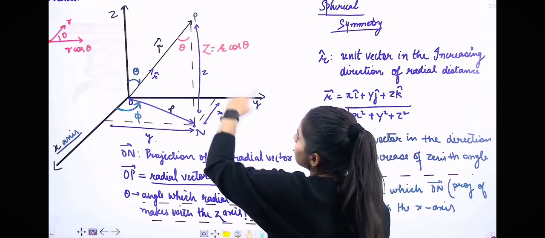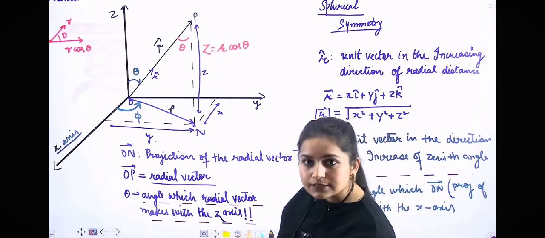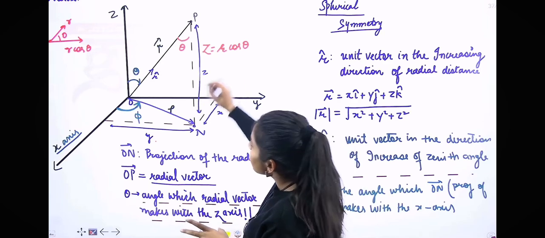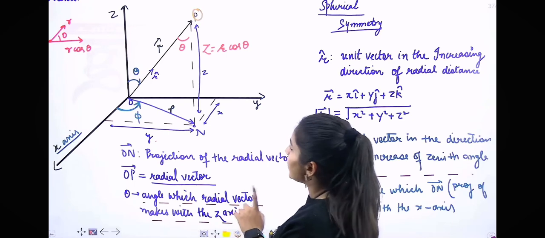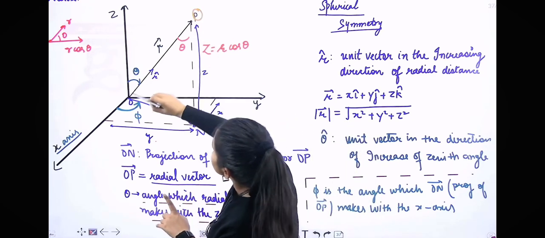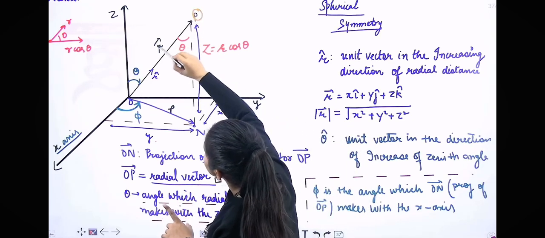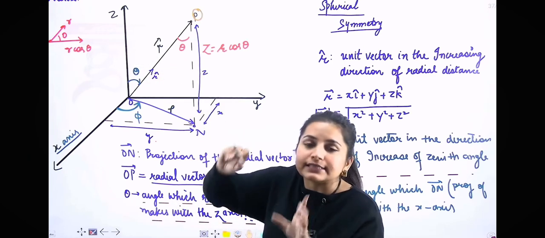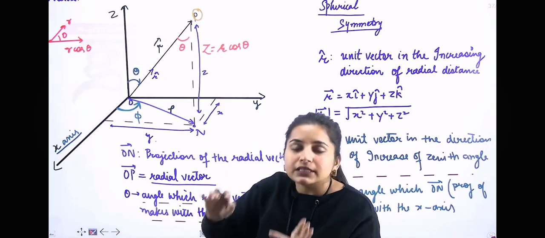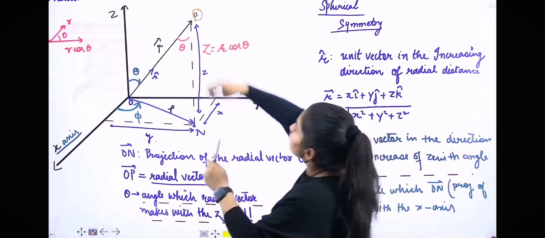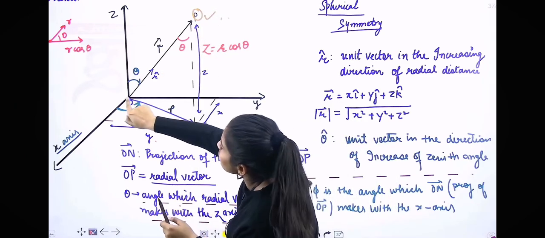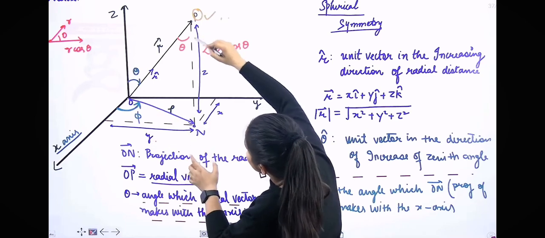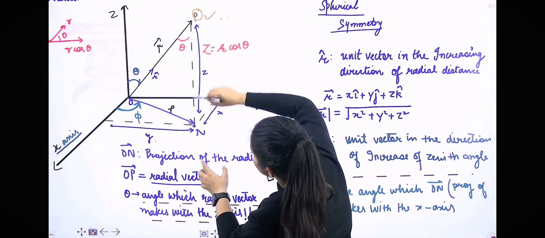Now, let us study the diagram of the spherical coordinate system. Now, in the spherical coordinate system, you have, let us say, this point P. This point P is at the distance r vector. This r vector is the radial distance. This r vector is nothing but the radial distance of this point P. This point P is at the r vector from the origin. And let us draw the projection of this P point.